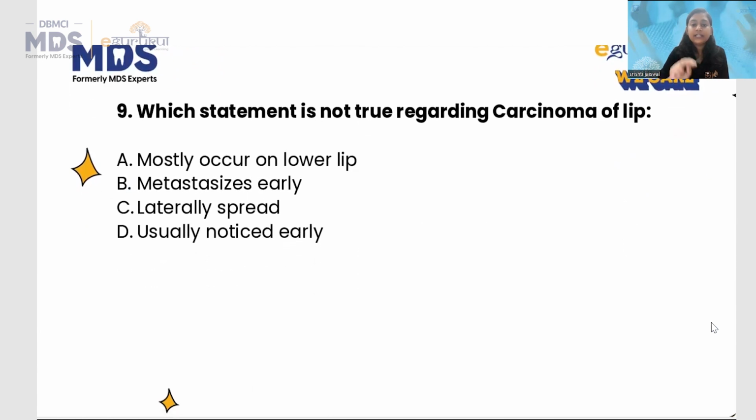Now, which statement is not true regarding carcinoma of lip? Now, I am saying that this is a very controversial type of question.